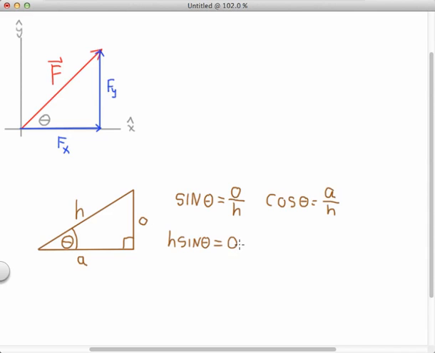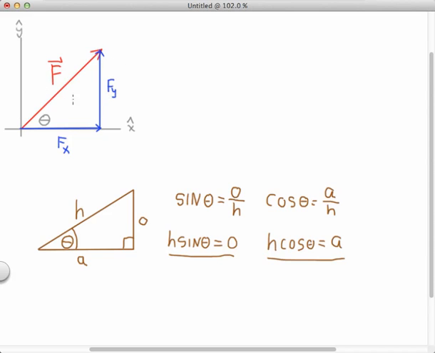So if I knew what h was, and if I knew what the angle theta was, I could find the opposite side by taking the magnitude of the hypotenuse and multiplying it by the sine of the angle. That would be the opposite side. Likewise, h cosine theta is going to be equal to the adjacent side. And so these expressions are formulas for finding the opposite and the adjacent side of any triangle when I know the hypotenuse and the angle theta.